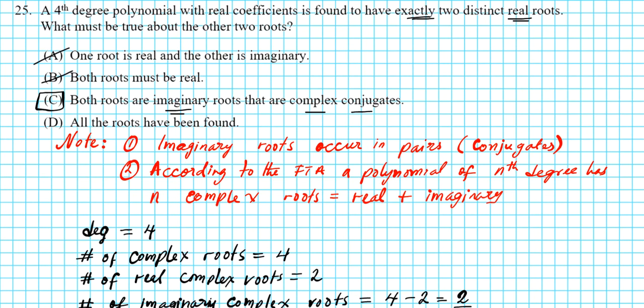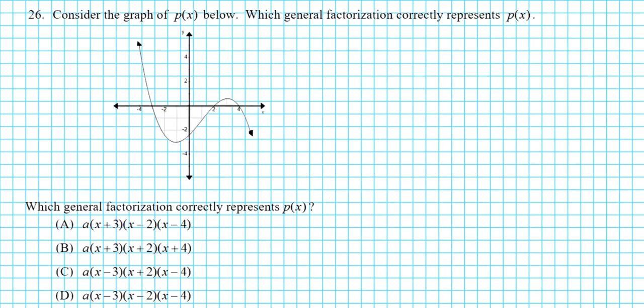All right, let's take a look at question 26. It says, consider the graph of p of x below. Which general factorization correctly represents p of x? So this is very similar to the problem we did in 24. Let's go ahead and find out what the roots are.